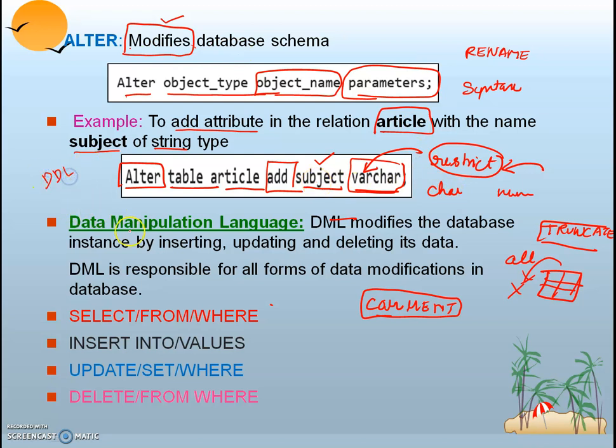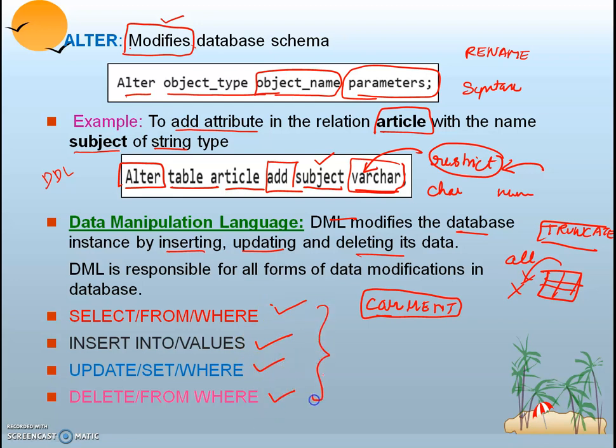So next one is DML, data manipulation language. Data manipulation language, as I already said, is going to modify the data. So what modification can it do? It can either insert, update or delete the data. So let's directly go for the commands over here. The first command is select from where. Next one, insert into values, update set where, delete from where.